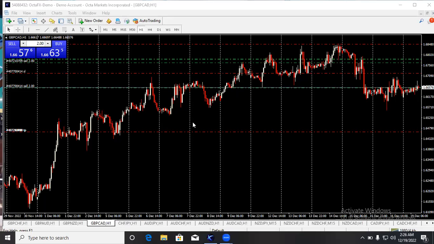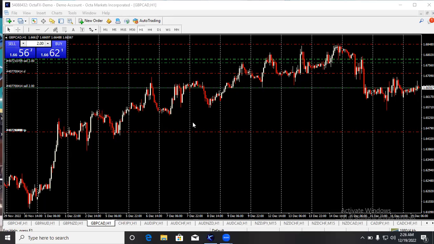All right, guys, here is the GBP CAD trade on a 1 hour. Another thing I forgot to add is this: when you are trading the trend line, always look out for the trend line on the 1 hour time frame and above. Please don't look at the trend line from the 30 minutes, 15 minutes, 5 minutes, M1 time frame. Always look out for the trend line from the 1 hour time frame and above.